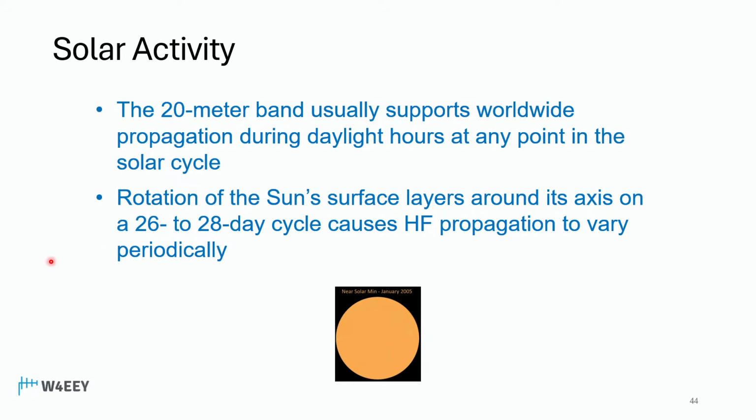So now hopefully this one will make sense. Rotation of the sun's surface layers around its axis on a 26 to 28 day cycle causes RF propagation to vary periodically. It'll be facing the Earth, it'll rotate around behind the sun, then it'll come back around again. Of course, there's quite often many sunspots, so that causes a big variation.